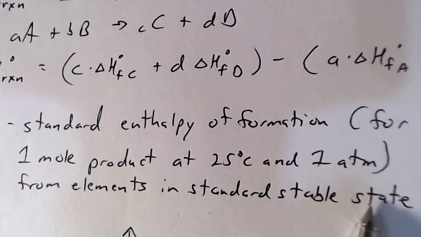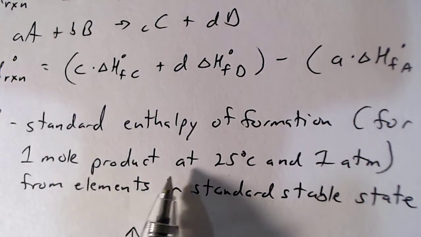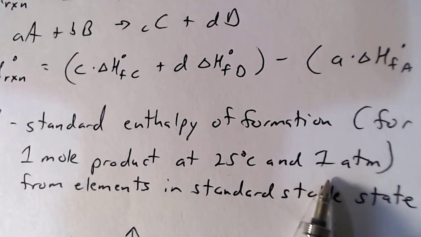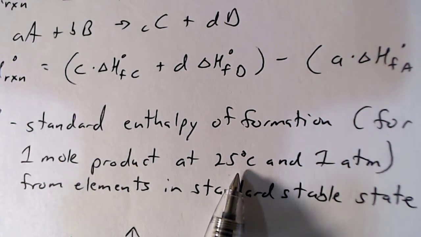So there's an emphasis here on standard. Here we mean at 25 degrees Celsius and at 1 atmosphere of overall pressure. Enthalpy changes will be a little different at different temperatures, so to make things simpler, we generally try to deal with those at 25 degrees Celsius, room temperature.